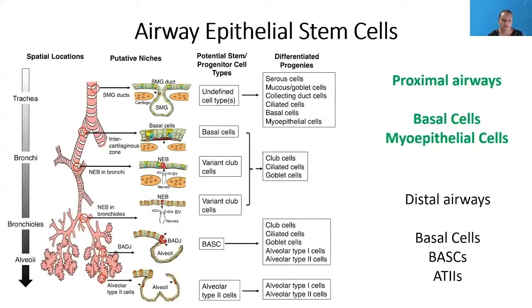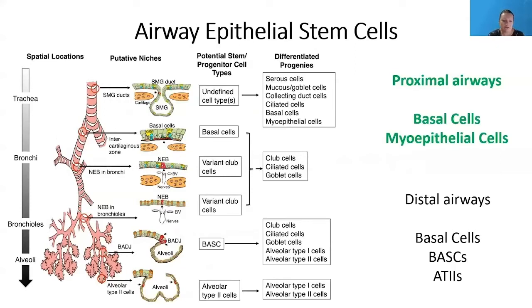This is a beautiful diagram from Dr. Engelhardt, where you can see the full range of the tracheobronchial tree going from the proximal distal axis. And along this axis, you can see the different stem cell niches highlighted and the stem cells that reside in those niches.